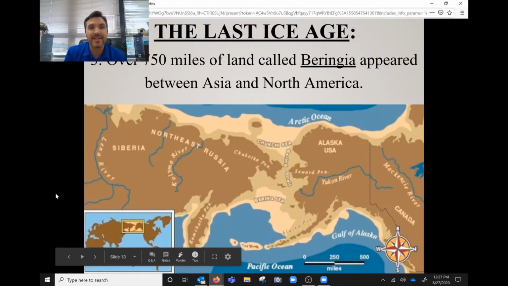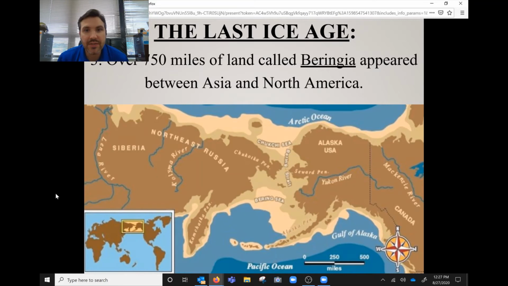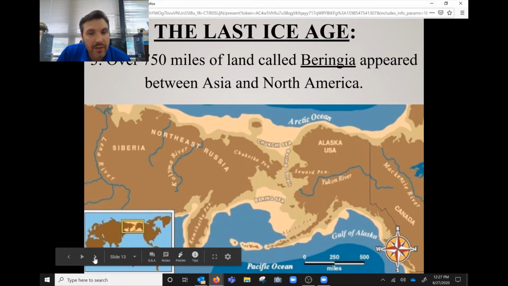So the last ice age gives us this opportunity where about 750 miles of land called Beringia appears between Northeastern Asia and North America. And there it is. Now, does that mean that they could have crossed anywhere on here? Absolutely. Was it all covered in ice? Most scientists do not believe so.